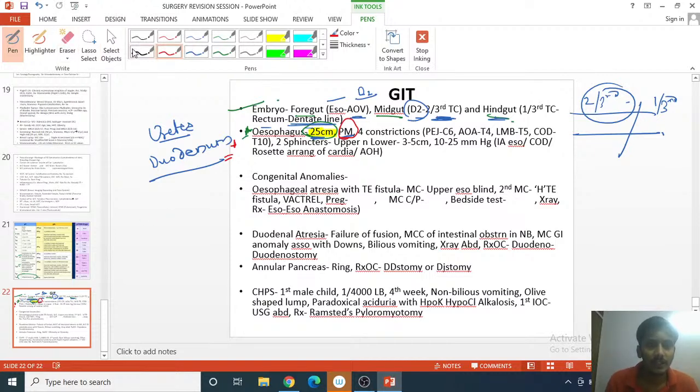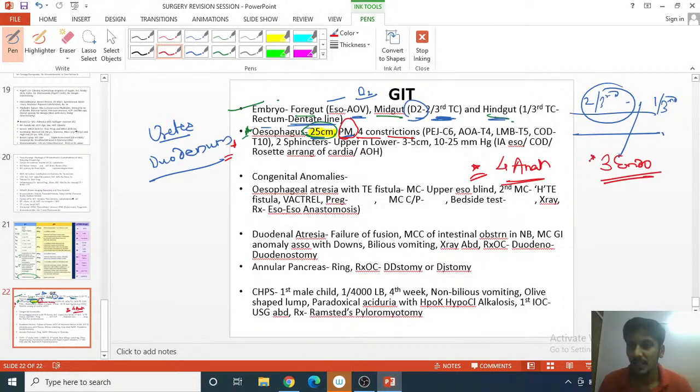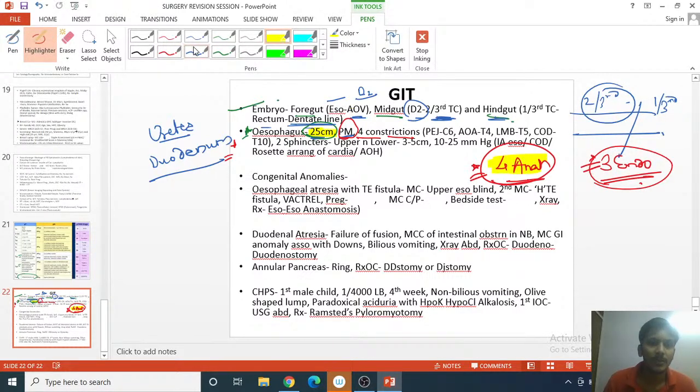Then talking about the constrictions that we have in the esophagus. There is a confusion whether there are 4 constrictions or 3 constrictions. So clearing it right over here: there are 4 anatomical constrictions. Remember, going by anatomy or surgery, there are 4 anatomical constrictions and 3 endoscopic constrictions. So if you insert an endoscope, you will find narrowing at 3 places. That is not very important, but these are very important: your anatomical constrictions. So remember the 4 anatomical or surgical constrictions of the esophagus. If asked how many constrictions there are in the esophagus, your answer would be 4.